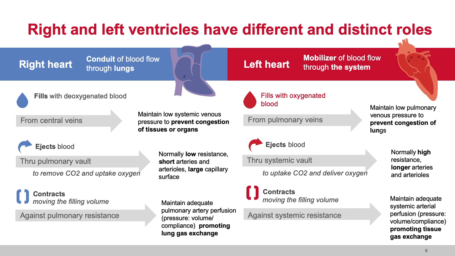And that system, the pulmonary venous system, is a low resistance, low pressure system, and that has to be maintained. The left ventricle ejects blood through the systemic vault, which is highly resistant and highly variable, shifting all the time and a much longer distance, requiring that the left ventricle has a lot more power. That power to move blood through that resistance system that is very long. If we took all of our vessels out, we'd circle the world 8 times around. That's a lot of power to move blood through that system. And that contraction that the left ventricle generates maintains that adequate systemic perfusion, promoting gas exchange at the tissue.